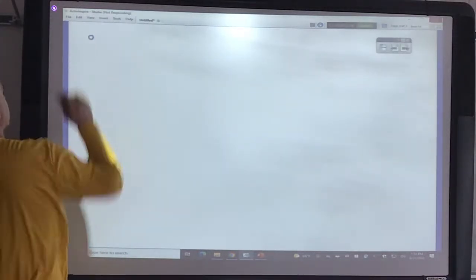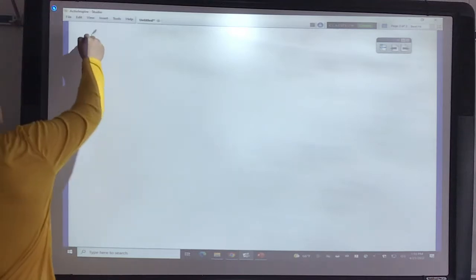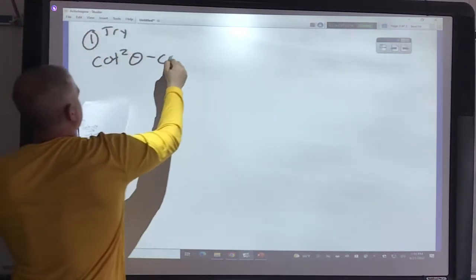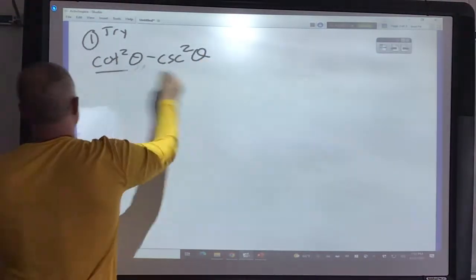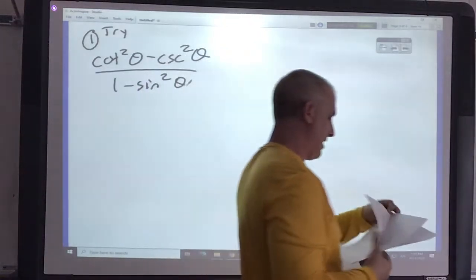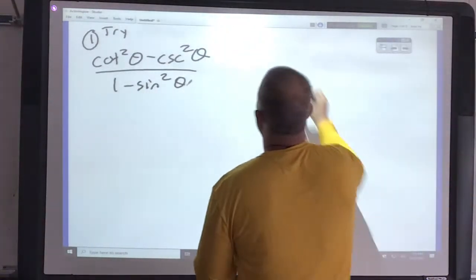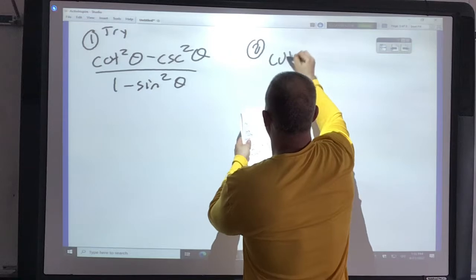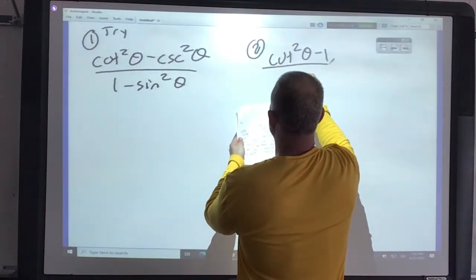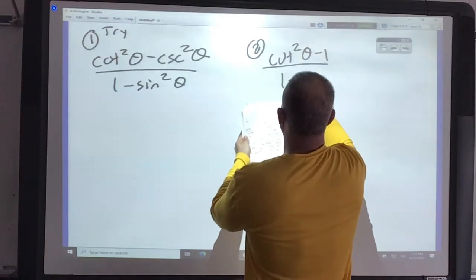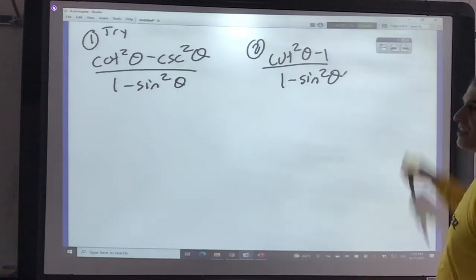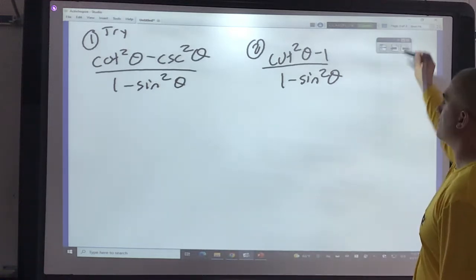Go ahead and try this one on your own: cotangent squared theta minus cosecant squared theta all over 1 minus sine squared. And then I also want you to try cotangent squared theta minus 1 over 1 minus sine squared theta. You go ahead and try those two on your own. The answers you can find in the Canvas module.